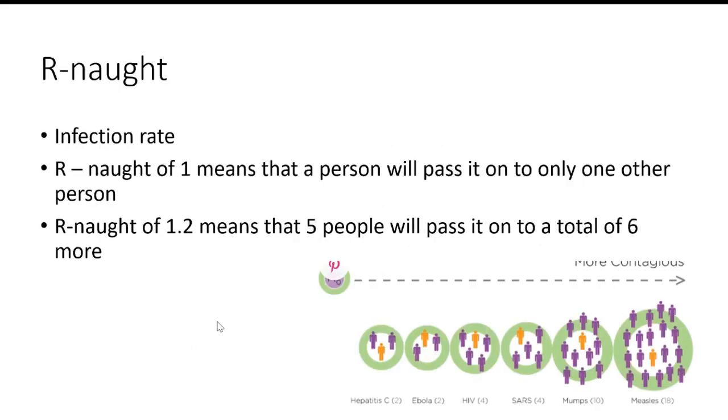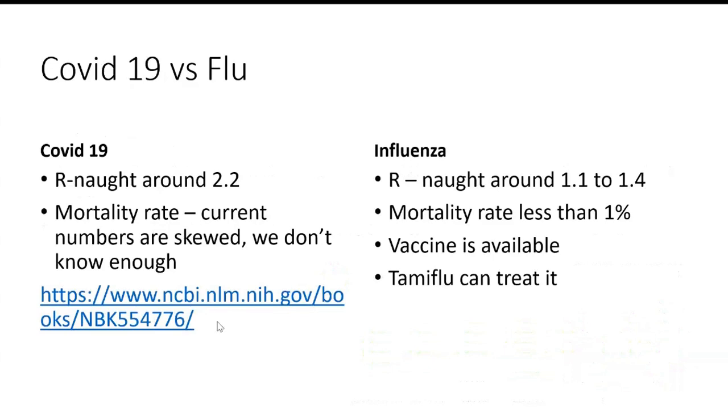Now, a lot of adults are saying it's just a really bad flu. The truth is we don't know. There's a link right there, and you can get this through the website. The R naught we think currently of COVID is around 2.2, but we're not sure. R naught of flu is around 1.1 to 1.4. Just looking at that, COVID-19 is actually more contagious.